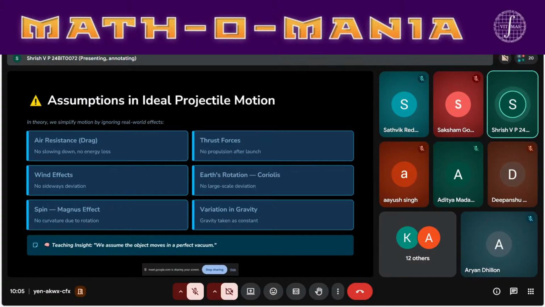The next is variation in gravity. In reality, gravity is not perfectly constant everywhere. But here, we assume gravity to be a constant of 9.81 meters per second squared. So we make these assumptions in order to build a clean and simple mathematical foundation. But very soon we'll be bringing all these factors and all the complexity of the real world together.